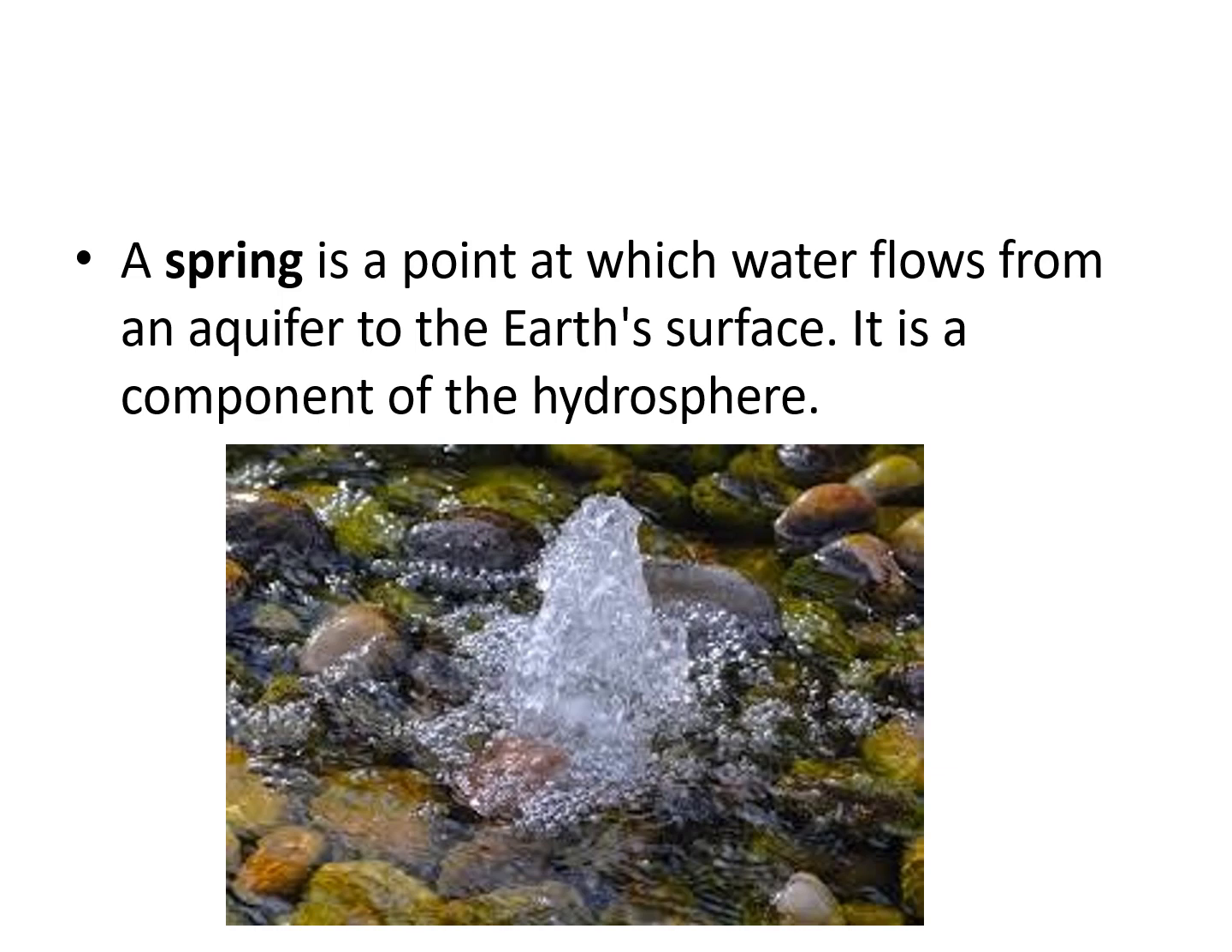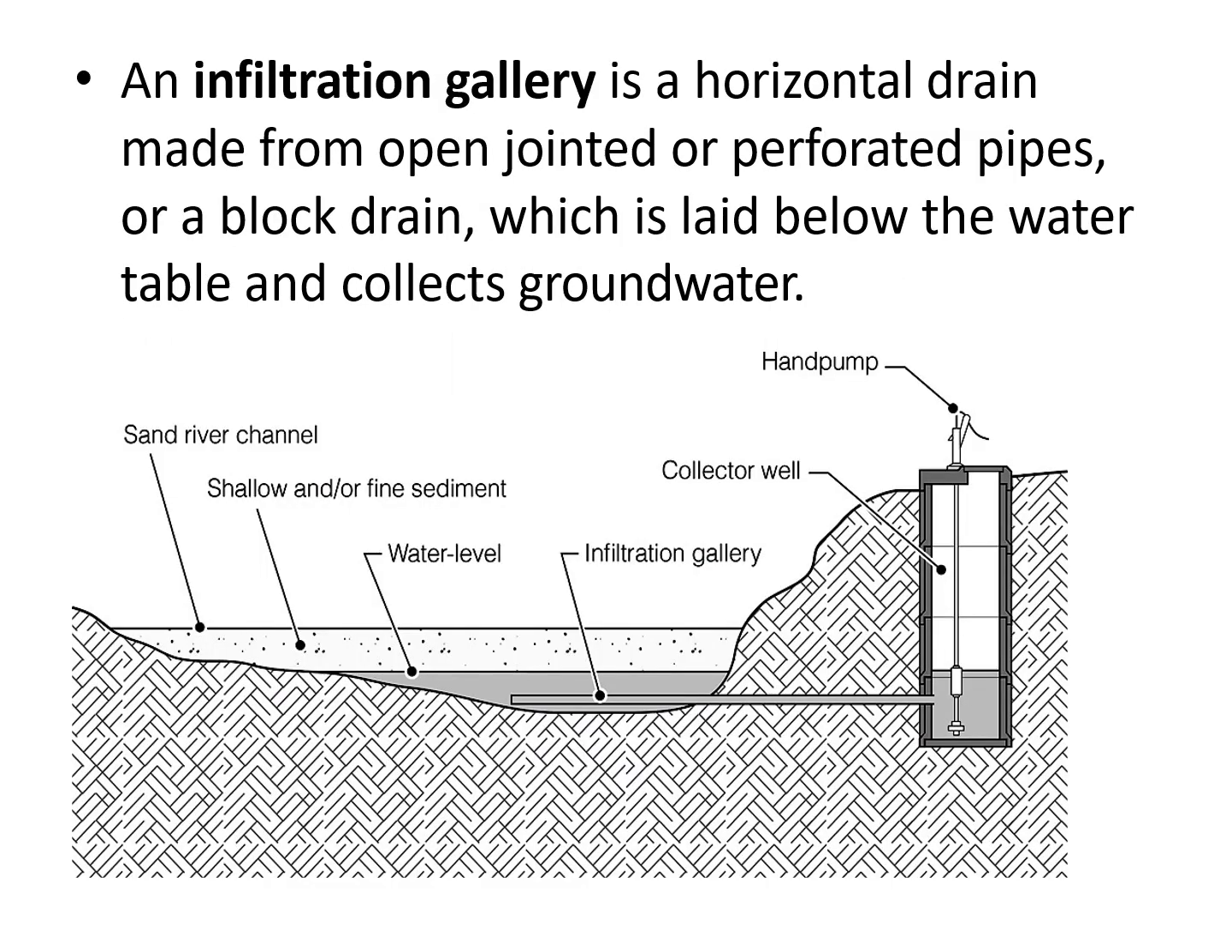Spring is nothing but a point of water flow from an aquifer to the earth surface. Then infiltration gallery. Infiltration gallery is like horizontal drains. It contains perforated pipes, block drains, which are below the water table and collect water from the groundwater.